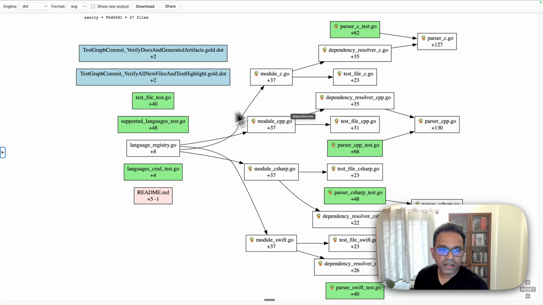Now, if you look at this again, the arrows are flowing in one direction, right? All of them are flowing from left to right. And each of these has very specific responsibilities. For example, there is a language registry, which sits between whatever is generating the graph and other programming languages. You have a C module, a parser test for the parser, then a dependency resolver for C, and then a test file, which identifies whether a given file is a test file in the code base, right?